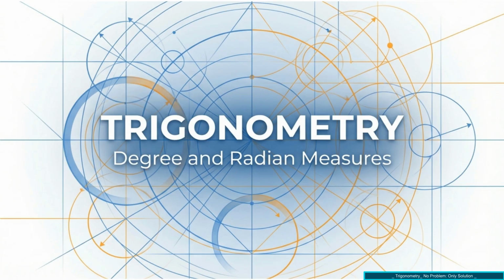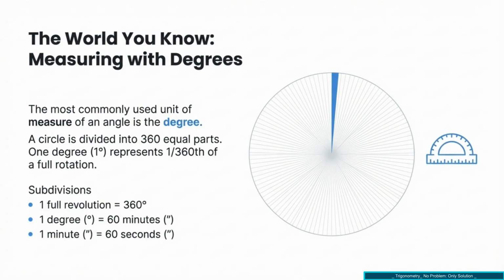Today we will be focusing on degree and radian measures and how to convert between them. Let's go. The most common unit for measuring an angle is the degree. A full revolution is 360 degrees. 1 degree is 1/360th of a full rotation. A degree can be subdivided into 60 minutes and a minute into 60 seconds.